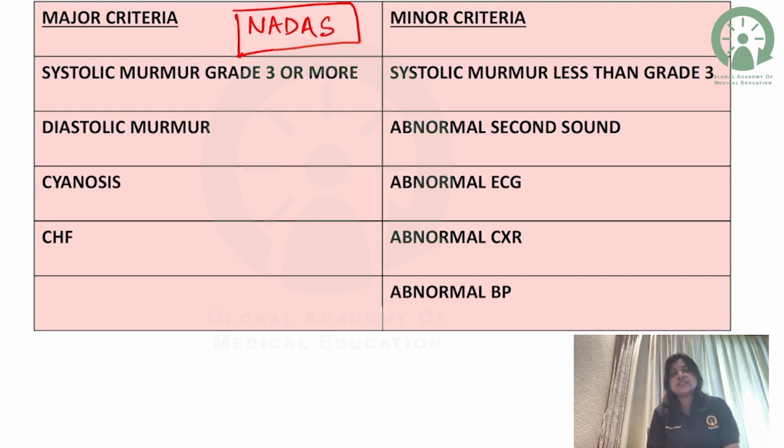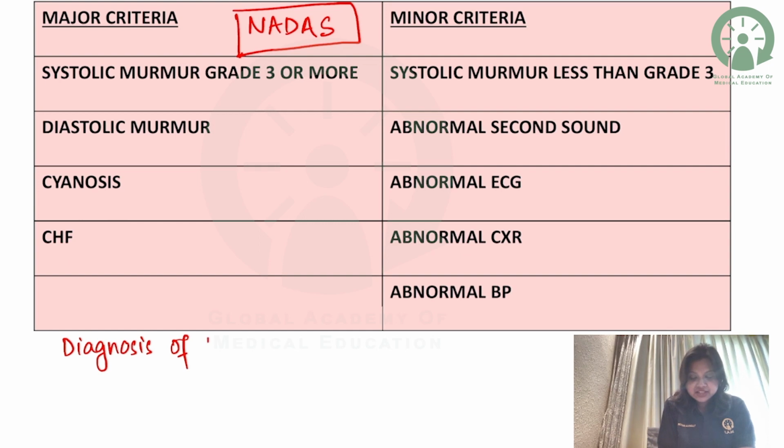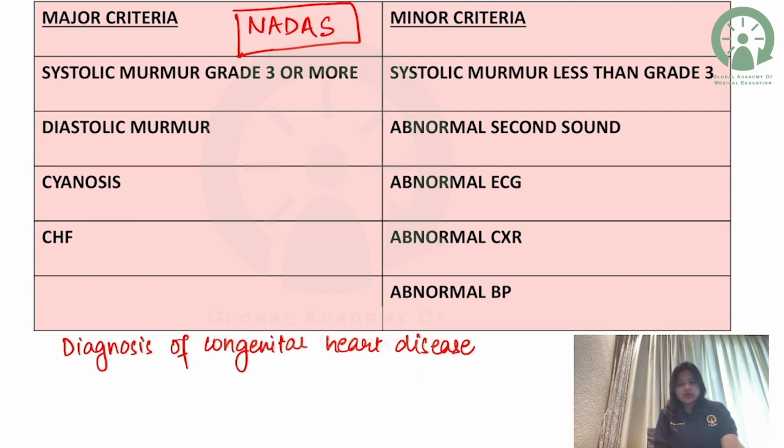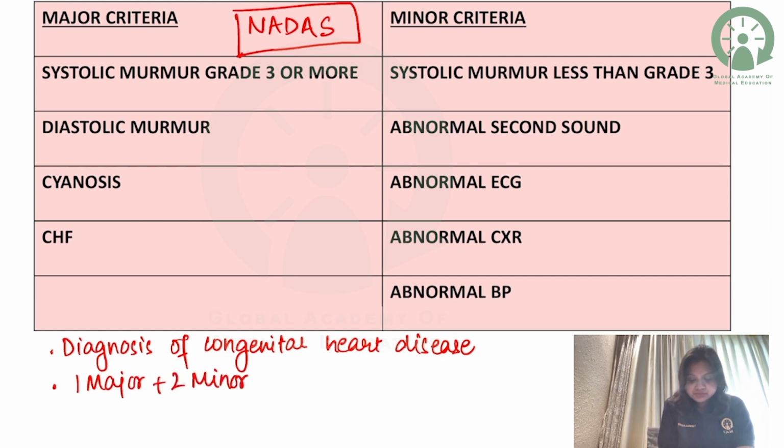So it has got a major criteria and minor criteria. How we are going to diagnose? We need to have at least two major criteria or one major plus two minor criteria. So this is for the diagnosis of congenital heart disease. And we are going to have one major plus two minor criteria or two major criteria.